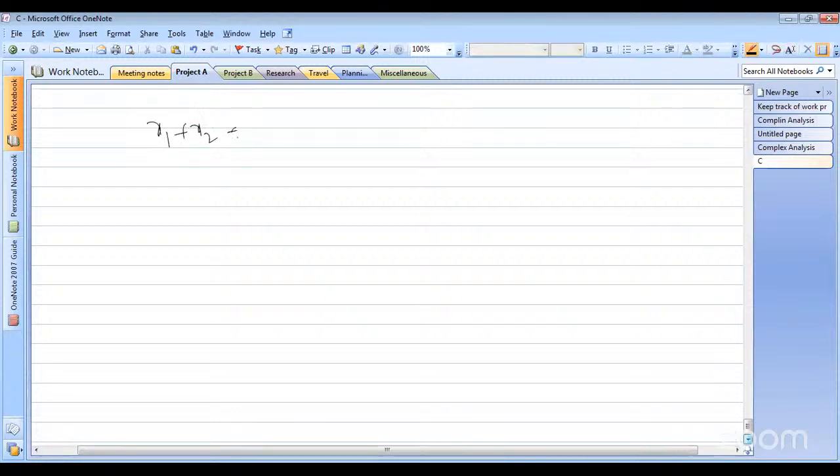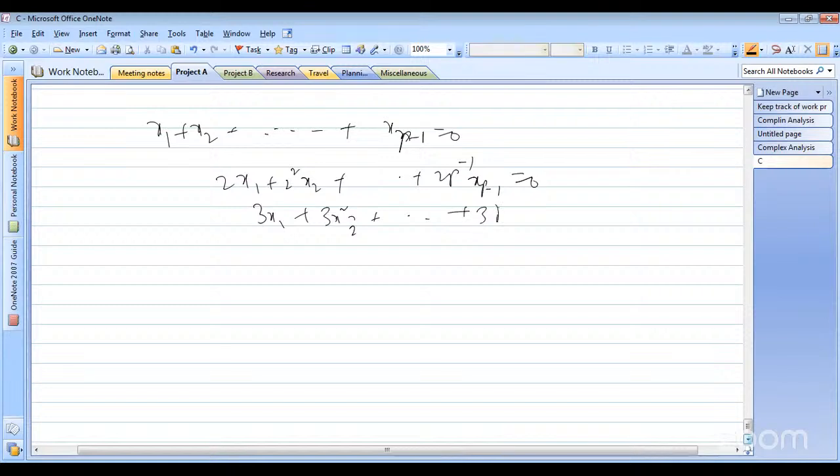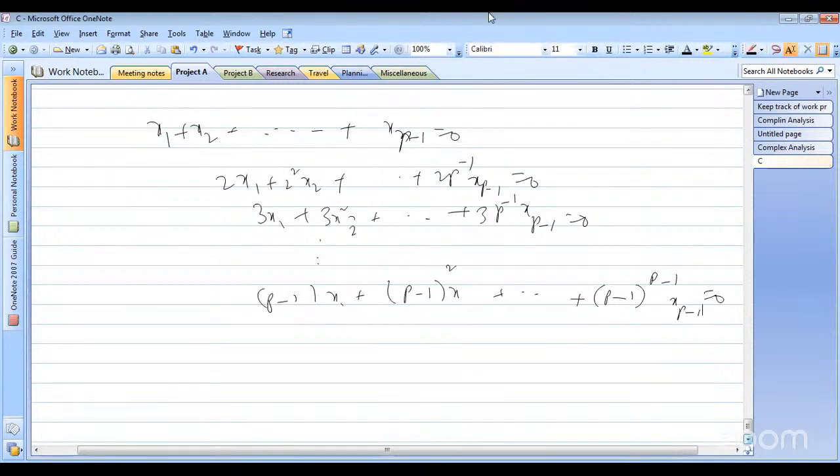X1 plus X2 plus and so on plus Xp minus 1 is equal to 0. 2x1 plus 2 square x2 and so on plus 2 power p minus 1 x(p minus 1) is equal to 0. 3x1 plus 3 square x2 and so on plus 3 power p minus 1 x(p minus 1) is equal to 0, and so on, up to (p minus 1)x1 plus (p minus 1) square x2 and so on plus (p minus 1) power p minus 1 x(p minus 1) is equal to 0.